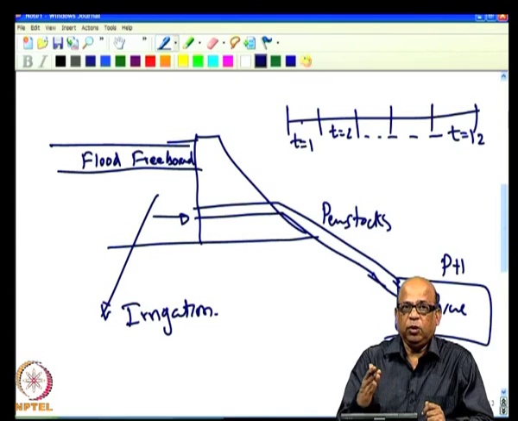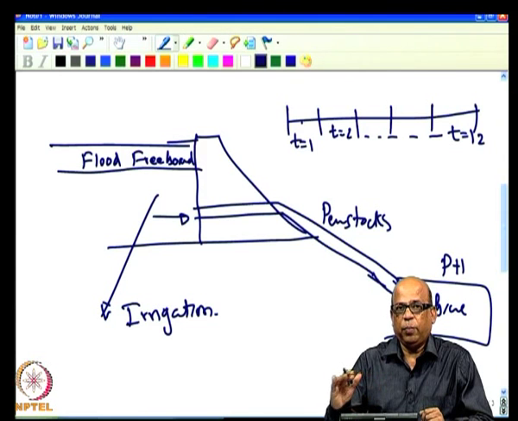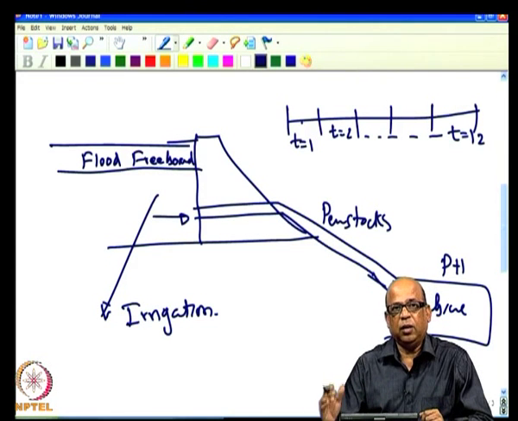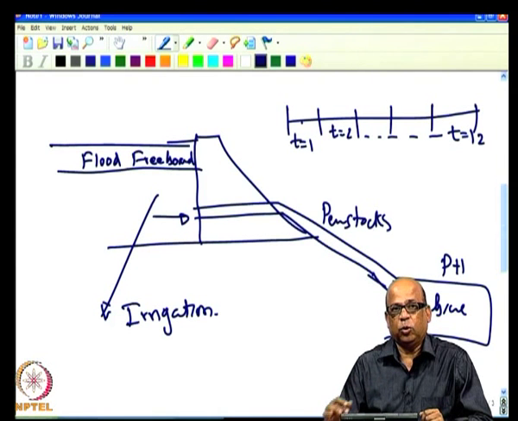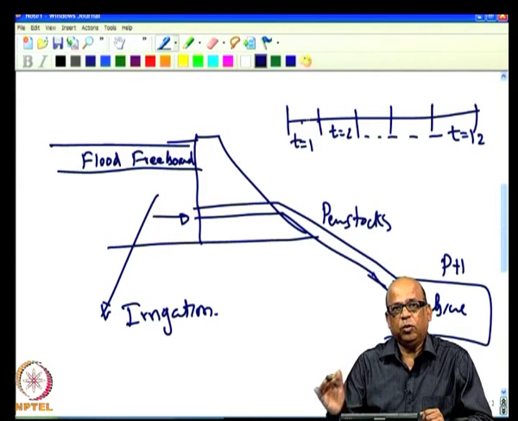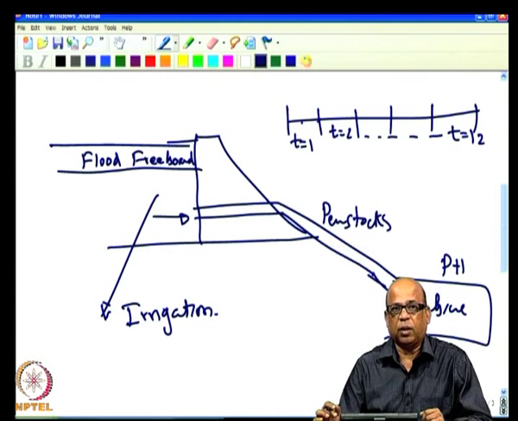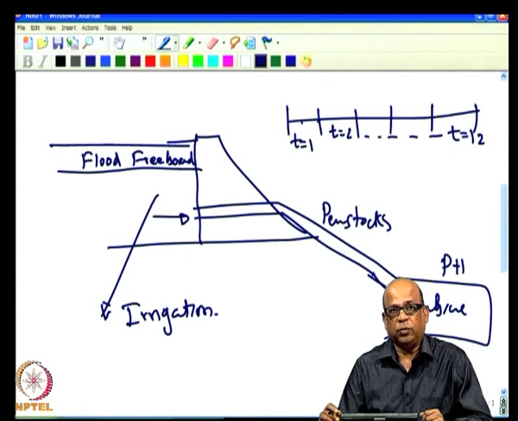So, the sequence of releases to be maintained in a year, or the storages that need to be maintained across time periods in a year, as a policy of operation. So, this is what we define as reservoir operating policy. If your storage is so much during a particular time period, how much you have to release during that particular time period is what you specify through a reservoir operating policy.